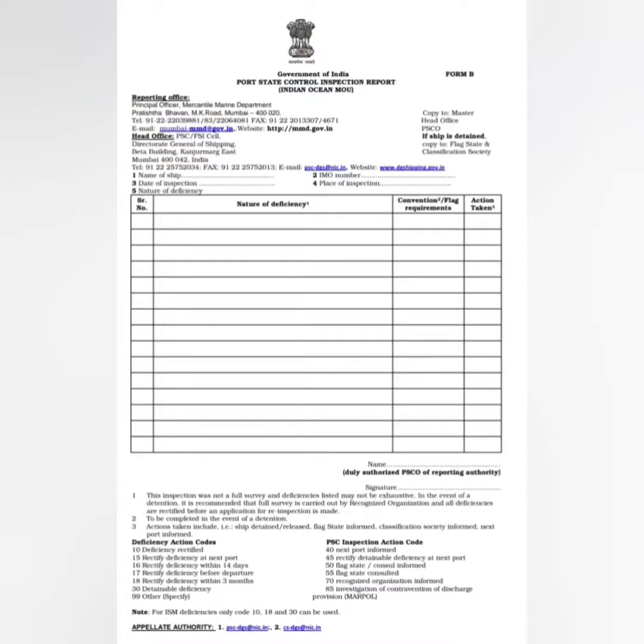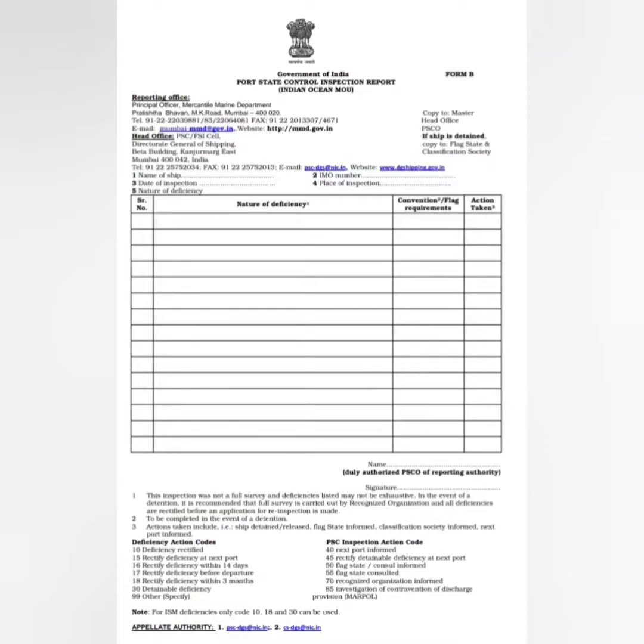These codes are the deficiency action codes. As mentioned in the second half below of this form, there are various codes starting with 10 up to 85, along with the meaning of what these codes mean. Like 17 means rectify deficiency before departure, and 30 means retainable deficiency.